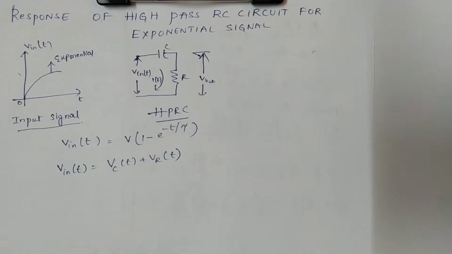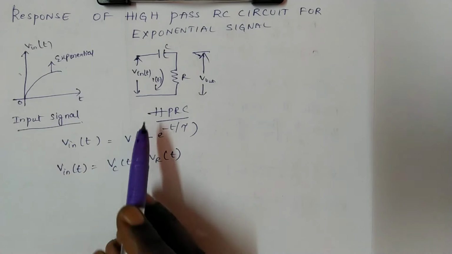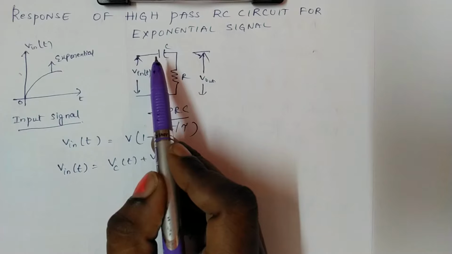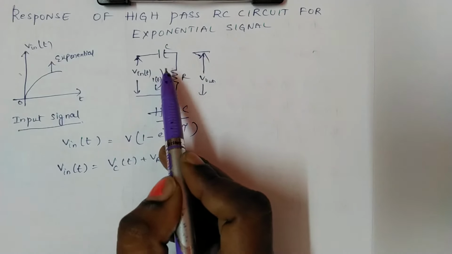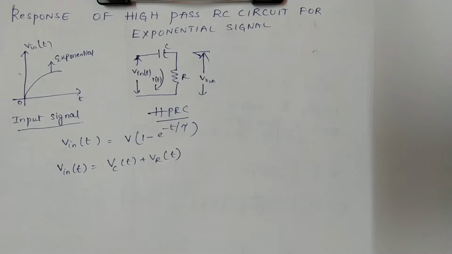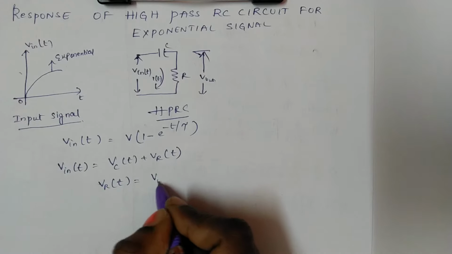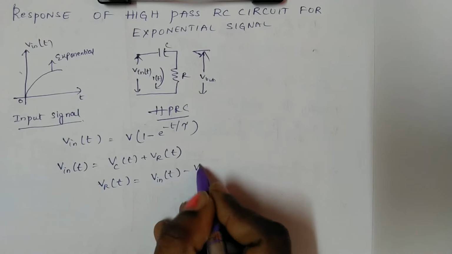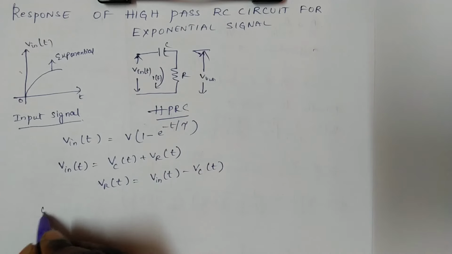The resistor voltage is nothing but the output. So we know the input function and also the voltage across the capacitor. In the previous class, we derived the voltage across the capacitor when the exponential signal is applied to the LPRC. So we know Vc of t and V input of t. Now we can calculate the Vr of t. Vr of t is nothing but V input of t minus Vc of t.